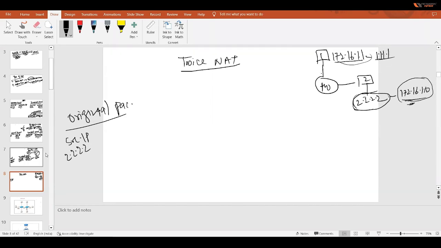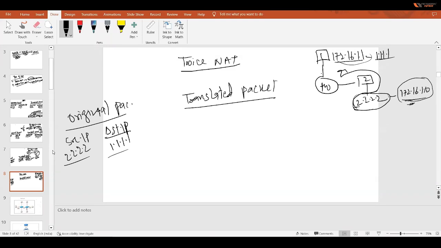So here, what is my original packet? Original packet would be, this is the source 2.2.2.2 because he is initiating the traffic, and my destination IP is 1.1.1.1. That is clear, guys. Till then, that is clear, no doubt. What is my translated packet?